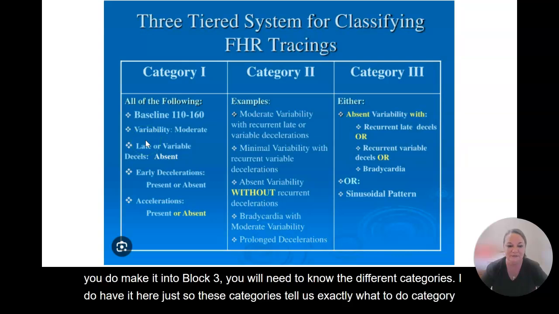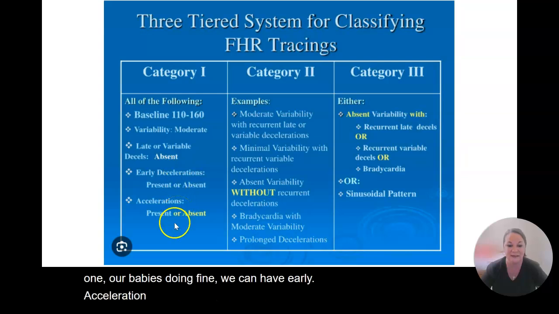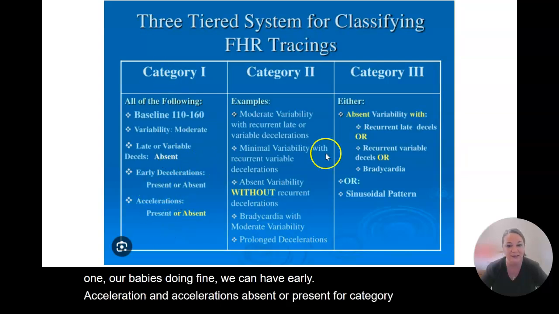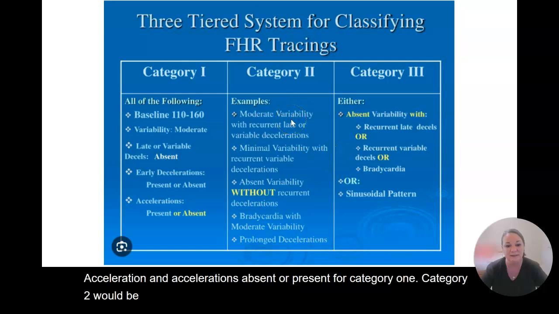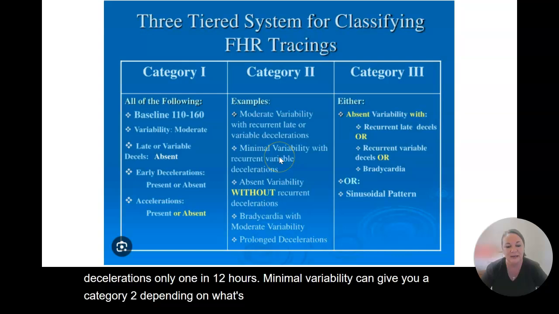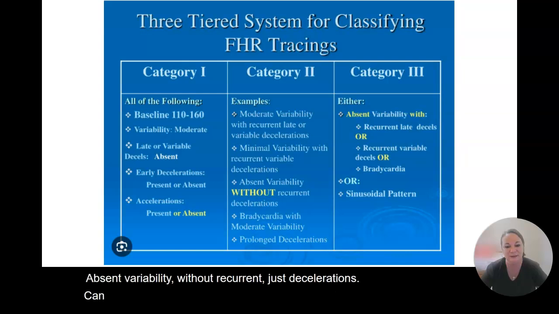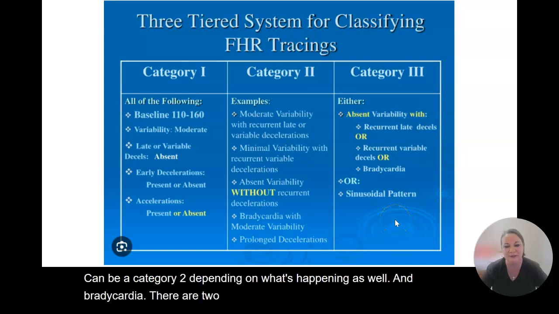Category 1, our baby's doing fine. We can have early decelerations and accelerations absent or present for category 1. Category 2 would be maybe some occasional variables and prolonged decelerations, only 1 in 12 hours. Minimal variability can give you a category 2 depending on what's happening. Absent variability without recurrent decelerations can be a category 2 as well. And bradycardia there too.